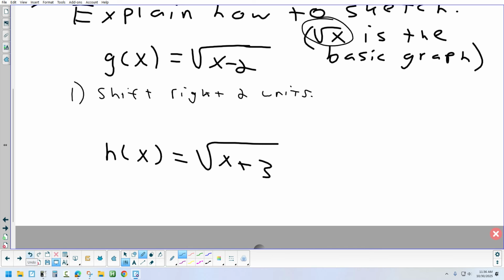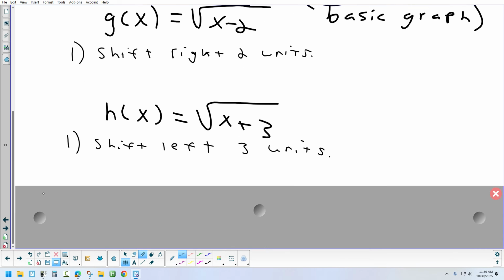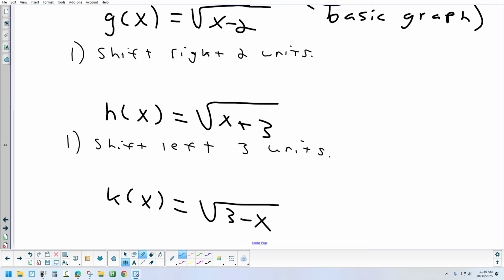Yep. Shift to the left 3 units. Okay, so shift the parent function left 3 units. And this last one, we've got to kind of fix first.